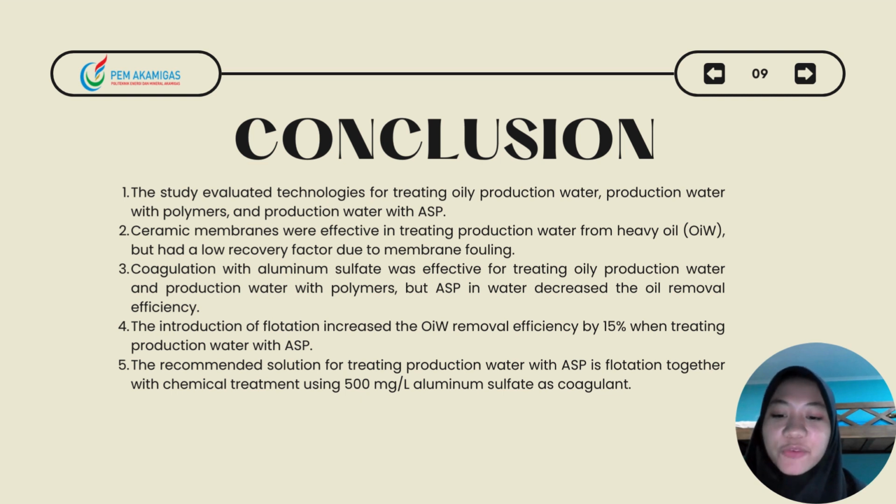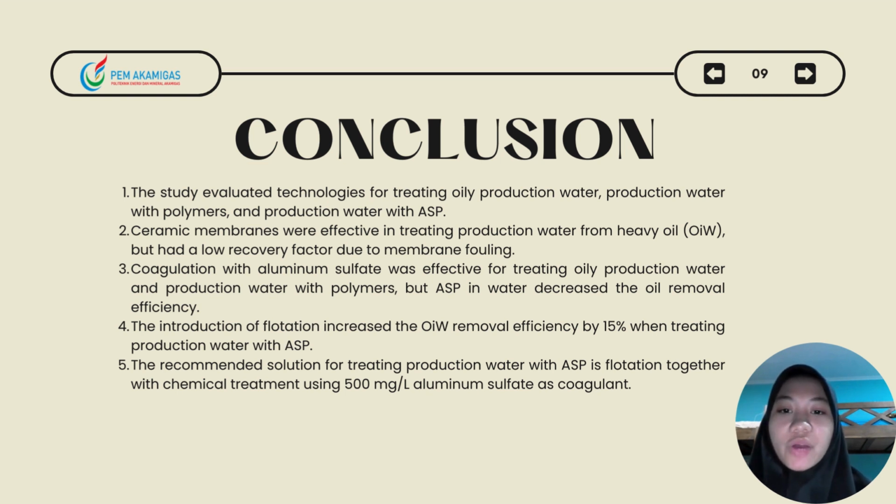Okay, next, for the conclusion of this paper, we get several things. The study evaluated technologies for treating oil production water with polymers, and production water with ASP. Ceramic membranes were effective in treating production water from heavy oil, but had a low recovery factor due to membrane fouling. Coagulation with aluminum sulfate was effective for treating oil production water with polymers, but ASP in the water decreased the oil removal efficiency.